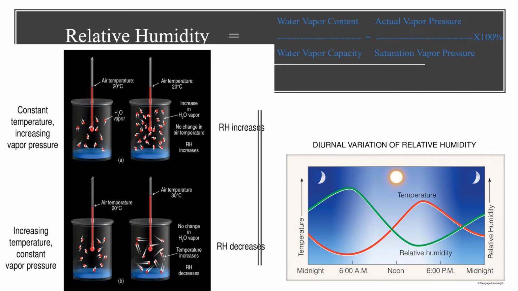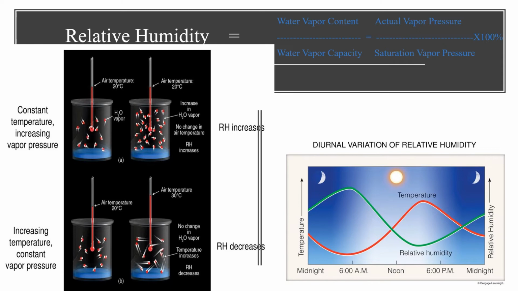So if you look over this picture very closely, you will have an understanding of the relative humidity. Now, increasing the water vapor content of the air with no change of air temperature increases the air's relative humidity.